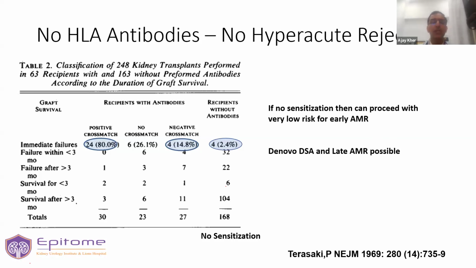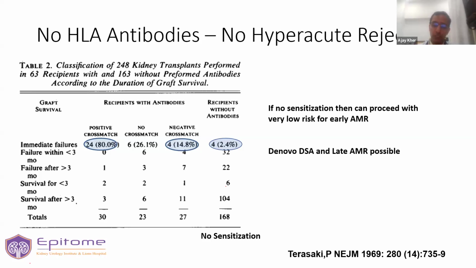If you have someone who has antibodies, the crossmatch is negative, but you could still develop late AMR. And it doesn't tell you, if you under-immunosuppress someone and they develop de novo DSAs, what the risk is of making antibodies and then rejection. So those are two things that this test doesn't tell you.